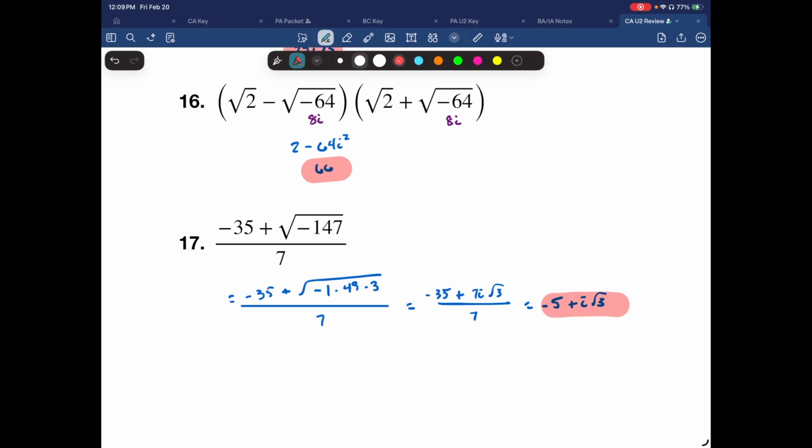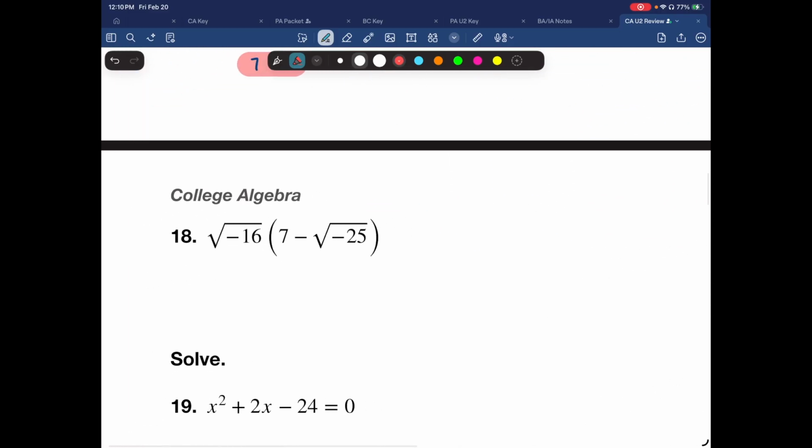Okay. All right, 18, same thing. This negative 25 is going to be 5i, and the negative 16 is going to be 4i. Okay, so that's going to give me, it's just straight multiplication at this point, so it's going to be 4i times 7, that's going to be 28i, and then 4i times 5i is going to be minus 20i squared. Okay, so that's going to be, i squared is negative 1, so that's going to be plus 20. And again, we want to write this in standard form, so that's 20 plus 28i.